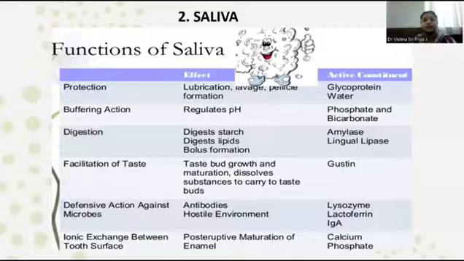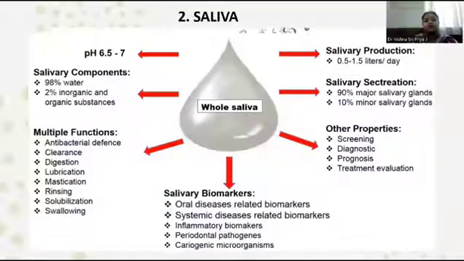Coming to the second component of your specific mechanism in defense of gingiva, it is the function of saliva. It includes various protection, buffering action, digestion, facilitation of taste, defense against the microbes, and ionic exchange with the tooth surface. The most important in our topic concern is the defense action against the microbes, which includes lysozyme, lactoferrin, and IgA.